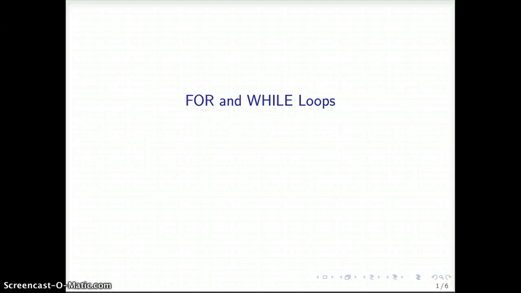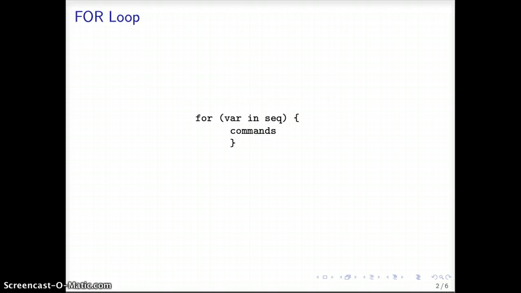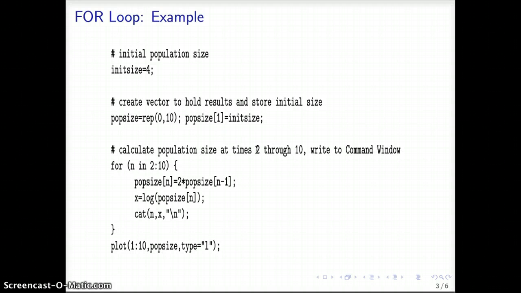Whenever we have calculations that require repetitions, we can code up these commands into either a for loop or a while loop. This is the general structure of a for loop. There will be a variable that will change in value with every pass through the loop, and the variable is specified in between parentheses, and in between braces we have the commands to be executed inside the for loop.